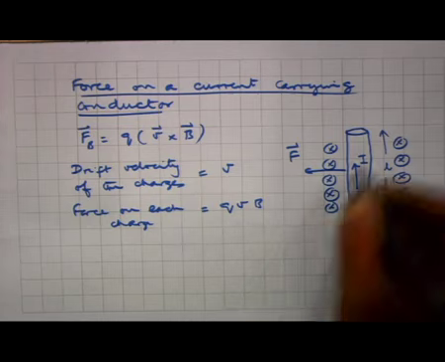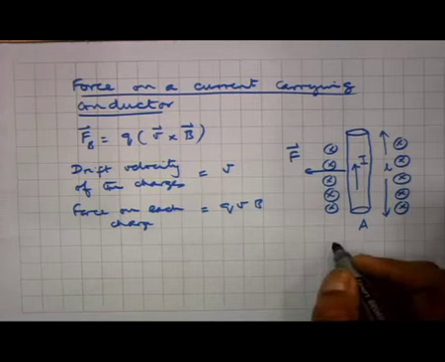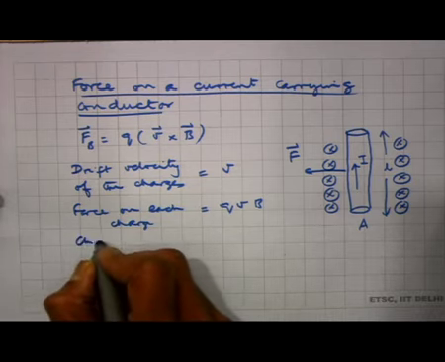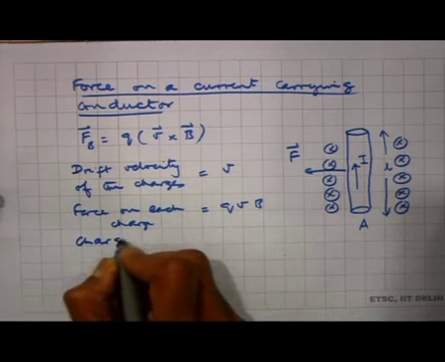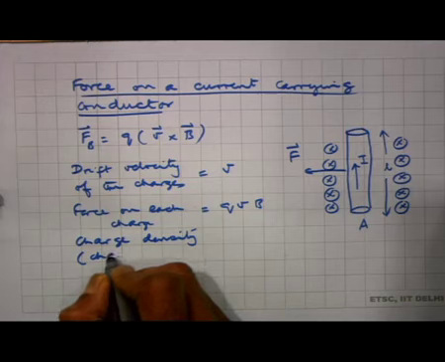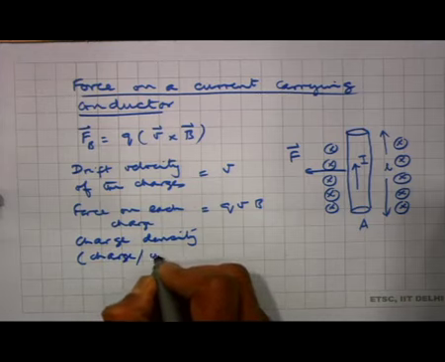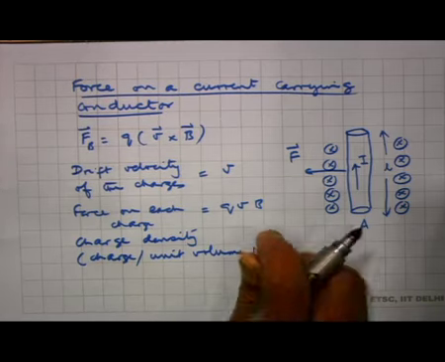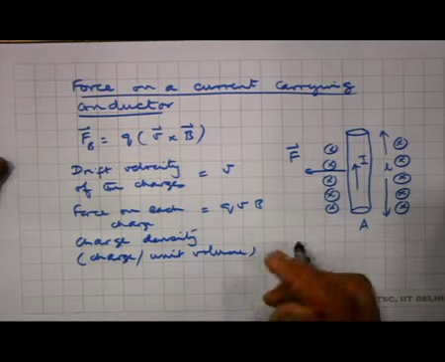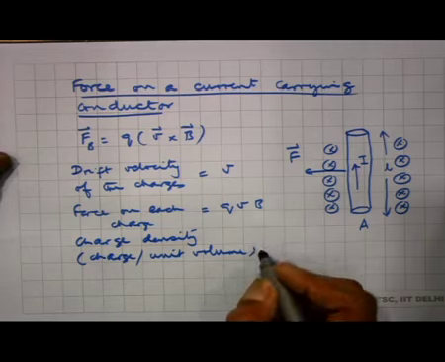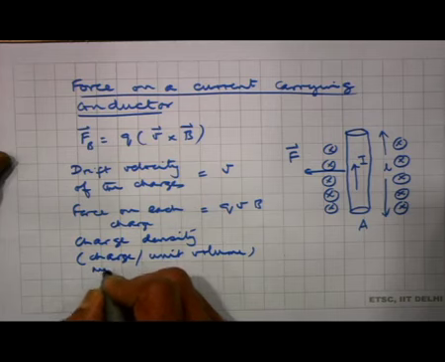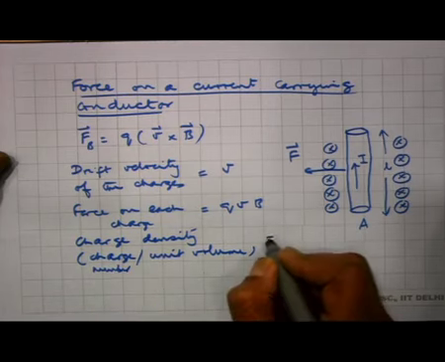So, I need to calculate the force on the entire wire, which has not just one charge, but a large number of charges. For this, I need to calculate the charge density, which is charge per unit volume, that is, how many charges there are in this wire. So, let me assume that the number of charges per unit volume will be equal to n.